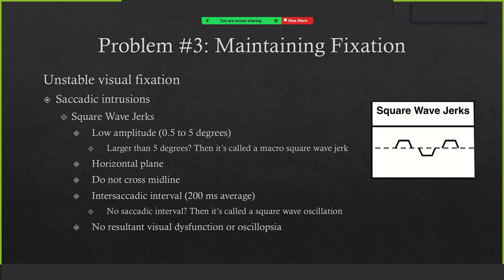So if you do or don't know, every time you make a saccade, your visual perception is actually interrupted. You don't process that information. Otherwise, you'd have a very confusing environment that's always moving. So most of the saccadic intrusions, you're not getting visual perception. So it doesn't really distort your perception of your environment. It's not very symptomatic.